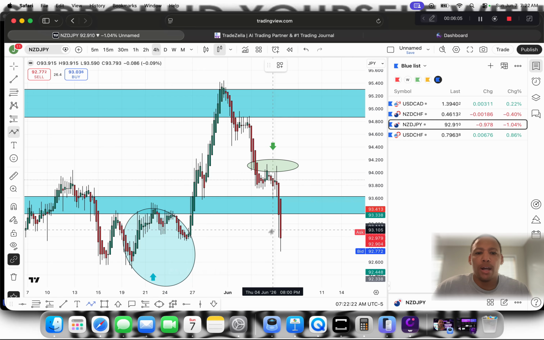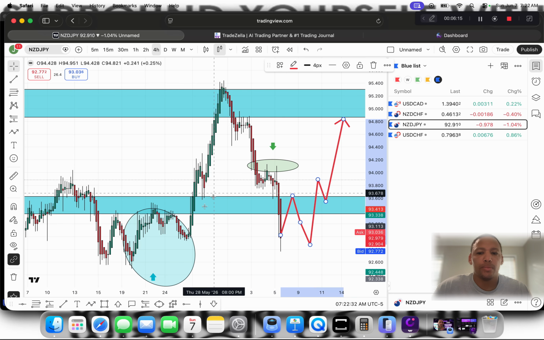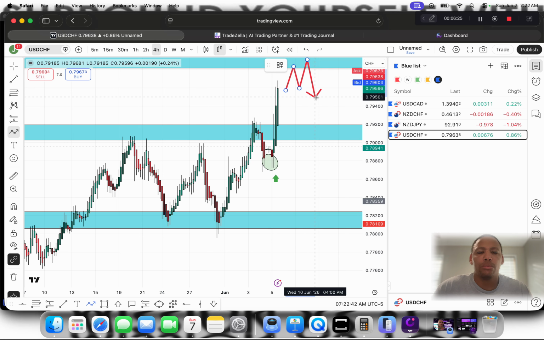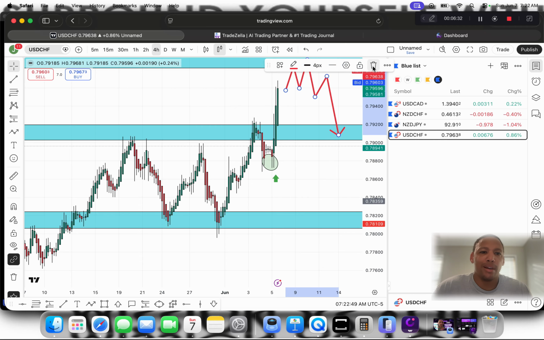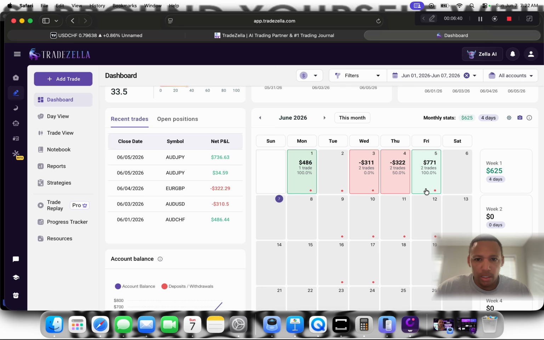NZD JPY, I would like to see a shift of structure, buy with the daily uptrend, and then USD CHF, get to the zone, create a shift of structure, and then give us a retest. These are the ones that I would like to see. We'll see how it plays out. This can change throughout the week. We'll see how it goes, but this is essentially how my week went.